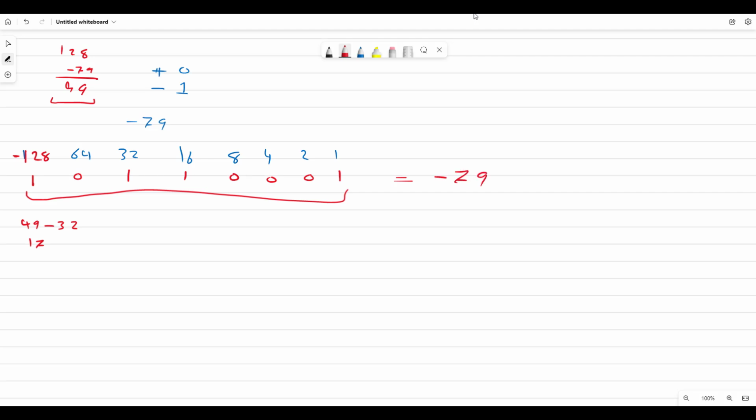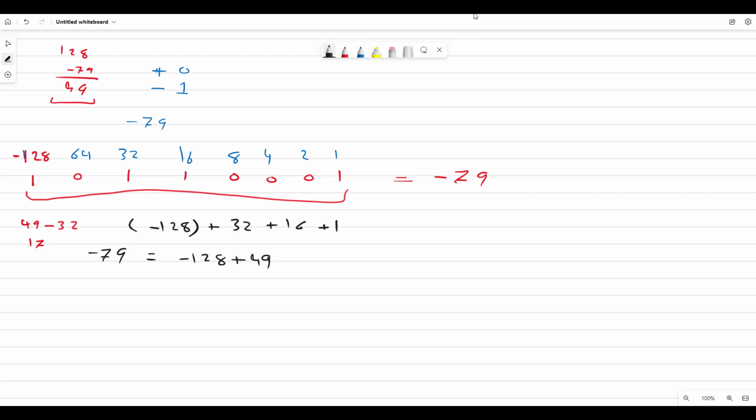If you want to make sure, just add the headings that correspond to 1. So we say 1 plus 16 plus 32 plus negative 128. So we get negative 128 plus 49, and this equals negative 79.